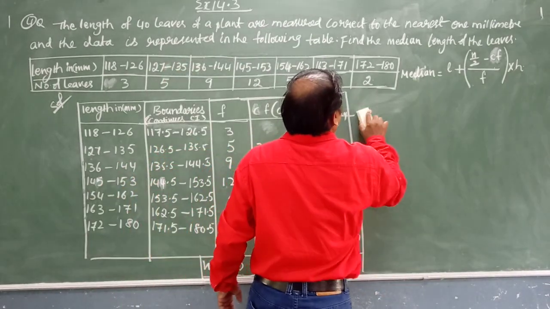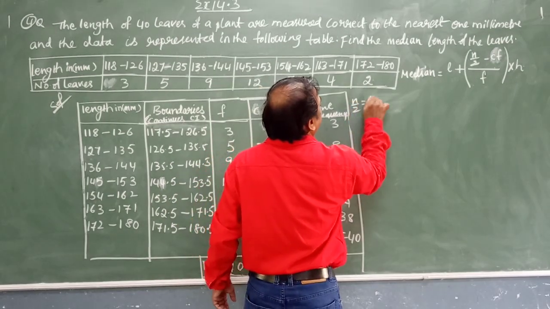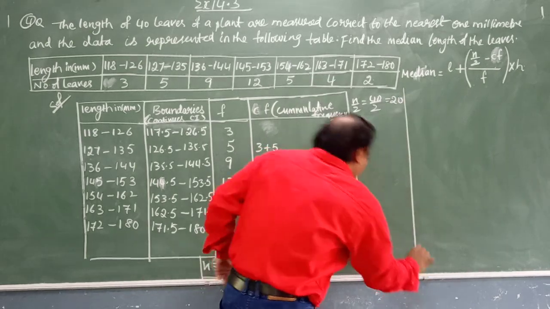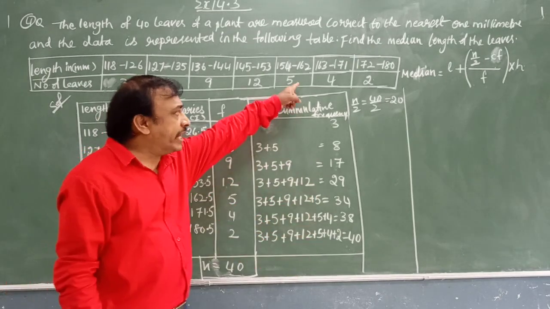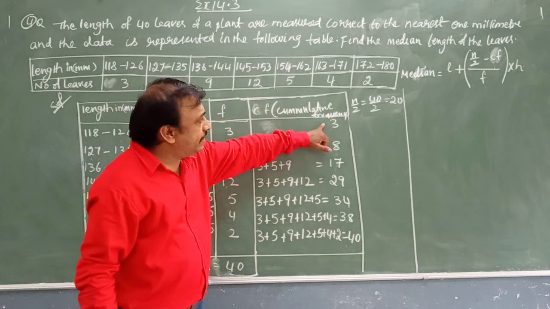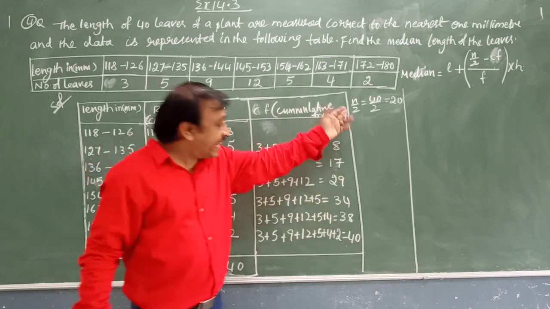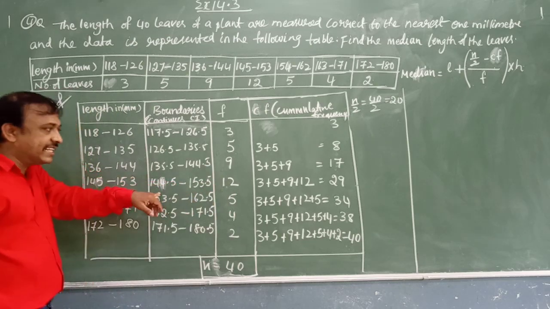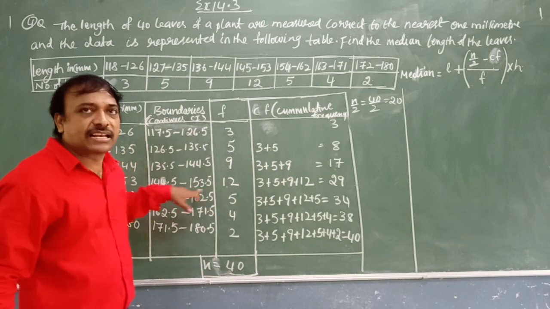Here n by 2 is equal to 40 by 2, which is 20. So where does 20 lie in the cumulative frequencies? See 3, 8, 17. Will this 20 lie in this? No. So the next, that is 29. So the median class will lie in this class interval.